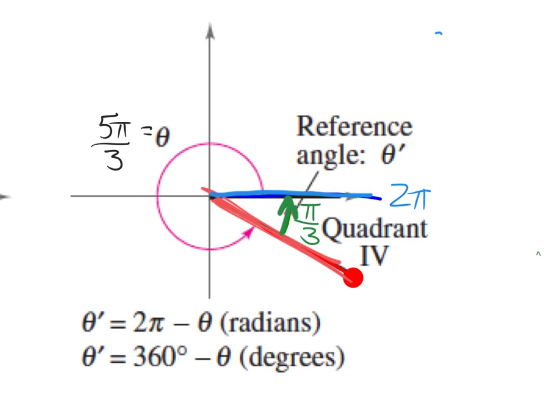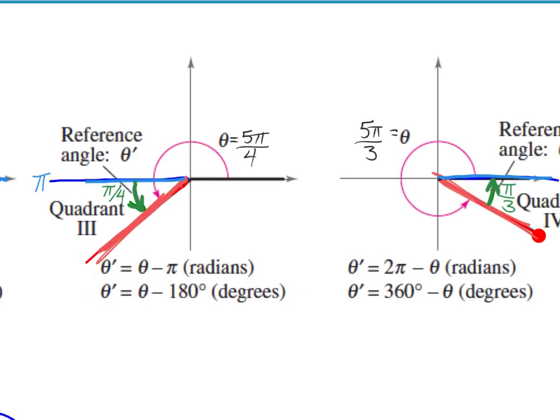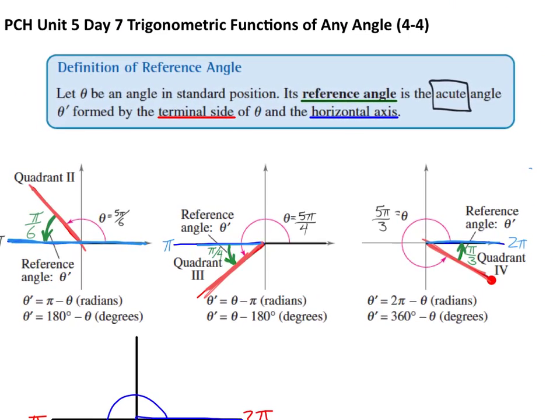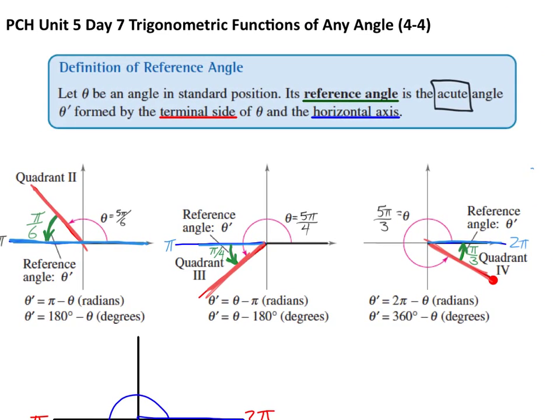Okay? Now, here's the thing. You figured that out pretty easily if you just thought about it compared to either the pi or the 2 pi. And I would recommend doing that. You'll notice there are little formulas down here that you can see: pi minus theta in the second quadrant, theta minus pi in the third, 2 pi minus theta in the fourth quadrant, okay? You don't need to memorize those if you just think. Visualize it and think, and you can figure out these reference angles.